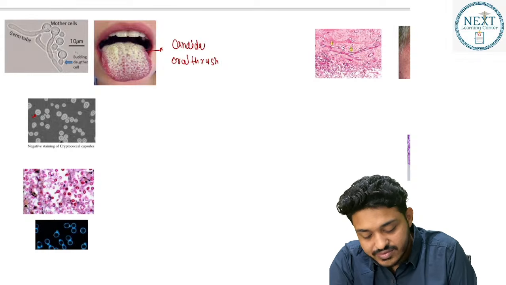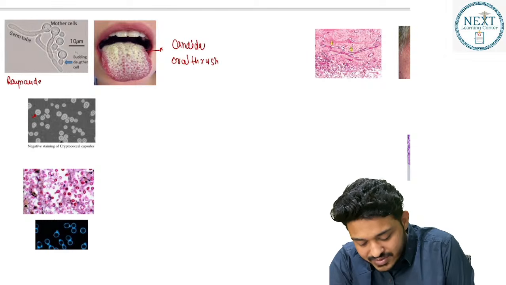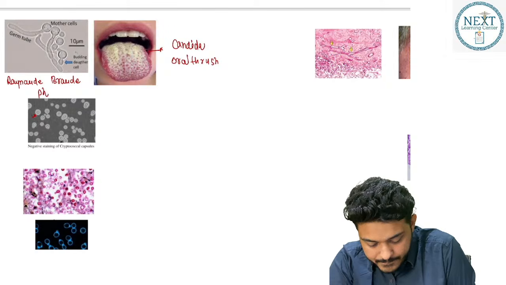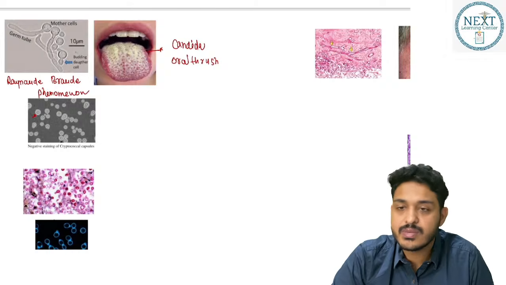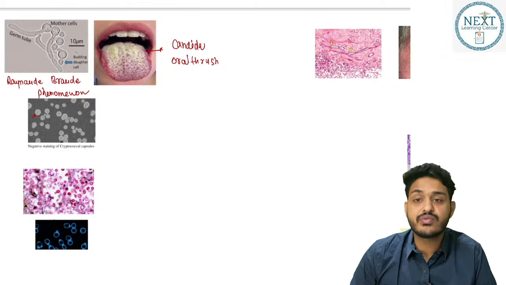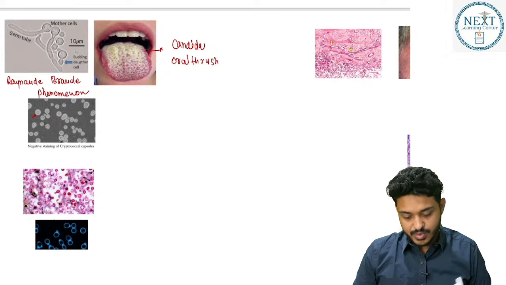This is also known as a phenomenon, the Reynolds-Braude phenomenon, or germ tube test formation, right? Here also you are going to find chlamydospores on the corn meal agar, right? So this is the important thing.